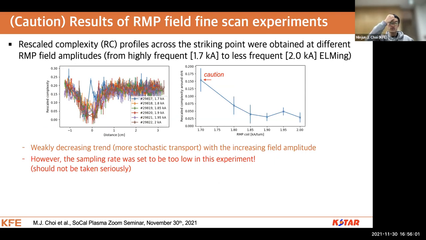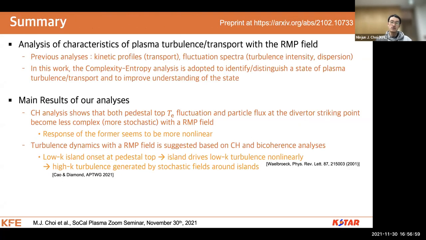And this is some result from the recent RMP field fine scan experiment conducted in the previous campaign. Here, different colors correspond to different external RMP field strengths. And we found that the rescaled complexity decreased with increasing RMP field overall, but we have to be careful, because the particle flux data was obtained with too low a sampling rate, so it cannot be taken seriously. Anyway, we could see some trend, and maybe we can have better data with a correct sampling rate in the next campaign.